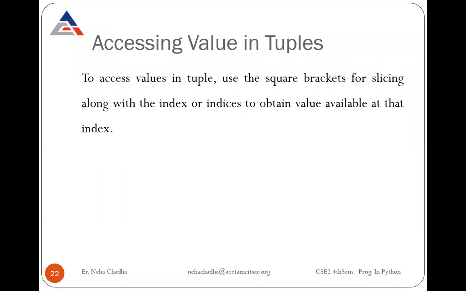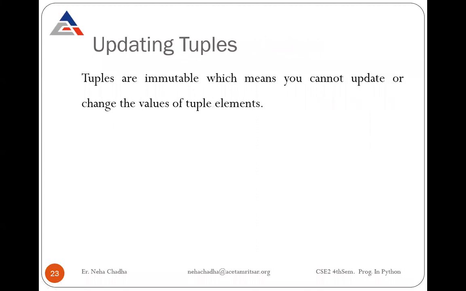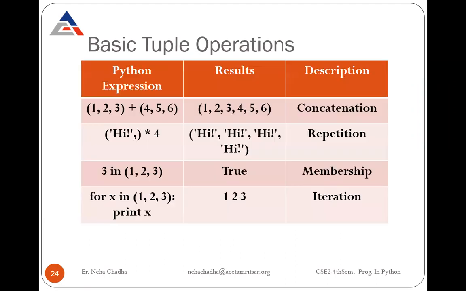Accessing values in a tuple. To access a value in a tuple, use square brackets for slicing, using the index or indices to obtain the value available at that index. Similarly, as you can access the values in your list and string, you can access tuples as well. Then updating tuples. Tuples are immutable, which means you cannot update or change the value of the tuple elements.